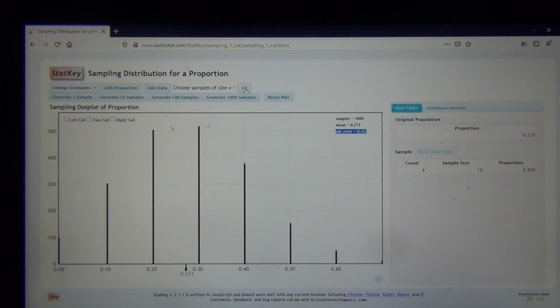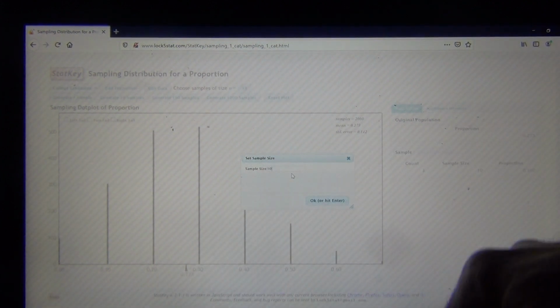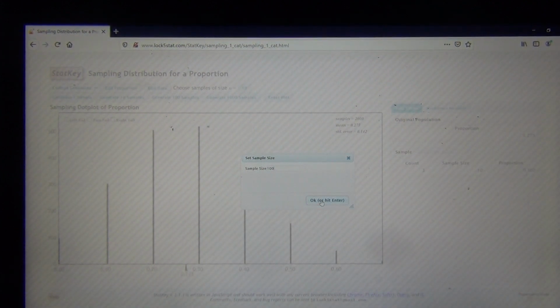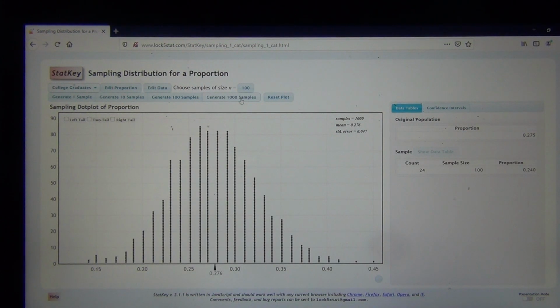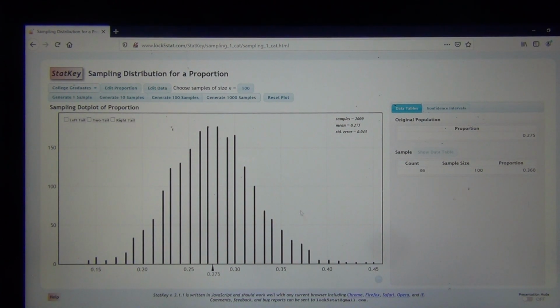What if I did 100? What if I look at a sample size of 100? Will a sample size of 100 work? Let's see. Oh yeah, see, that looks very normal, very bell-shaped, right? Notice how my standard error dropped dramatically. It went all the way down to 0.045.